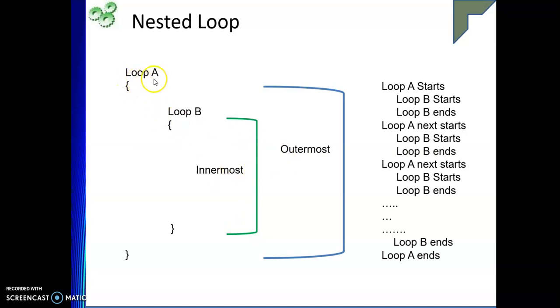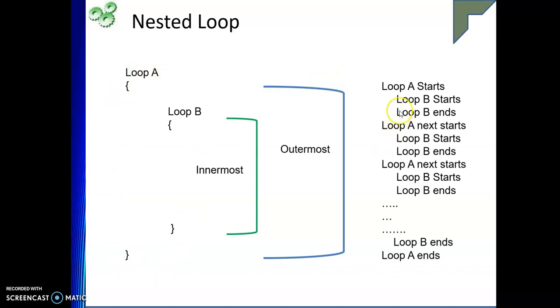So when loop A first starts, it will come down and loop B will start, and till loop B is complete, loop B will continue. Once loop B is completed, it will move to the next iteration of loop A. And once it moves to the next iteration of loop A, again loop B will continue to iterate till it ends, and then again it will move back to loop A for the next iteration.